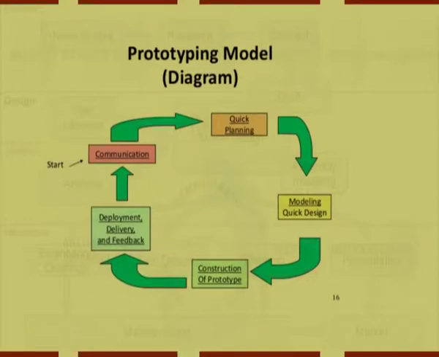This is the diagram of the prototyping model, which starts with communication. Then once we communicate, we have to do quick planning. Once we have planned, then we have to do modeling. Modeling is the stage in which we quickly design the system. Once we design, then comes construction of the prototype, and once we construct it, then we have deployment and delivery and taking feedback on how that system has done. And once we get the feedback from the user, again we have to do the same cycle. This is the prototyping model.